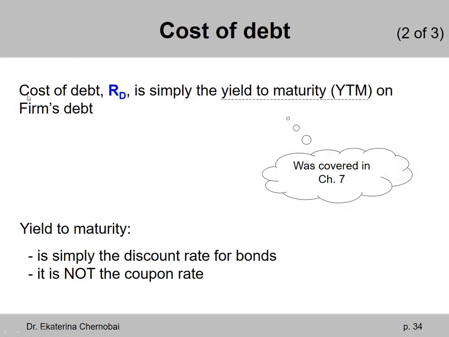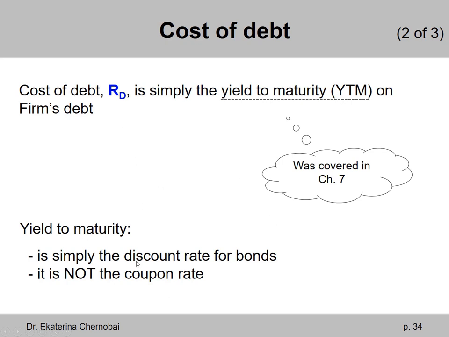So cost of debt, the notation is capital R, subscript capital D, RD, is actually nothing but the discount rate that we use in bond problems. The term we were using in Chapter 7, in which we were covering bonds, is yield to maturity, abbreviated as YTM. So yield to maturity is basically the discount rate for bonds or the cost of debt, one and the same thing.